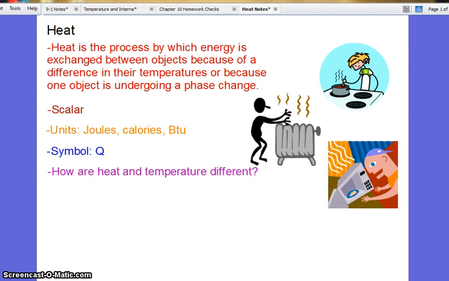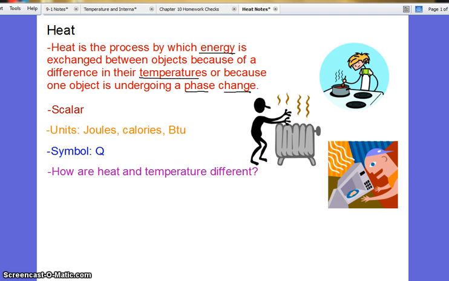Heat is a process by which energy is exchanged between objects because of either a difference in their temperature or because one object is undergoing a phase change. So we are first going to look at temperature, heat causing a temperature change, and we'll talk about specific heat capacity. And then we'll talk about phase changes when we talk about latent heat.